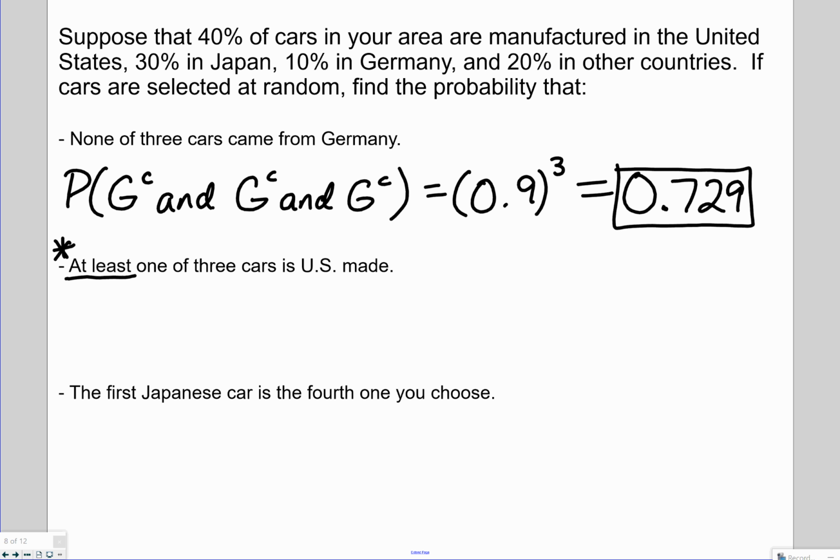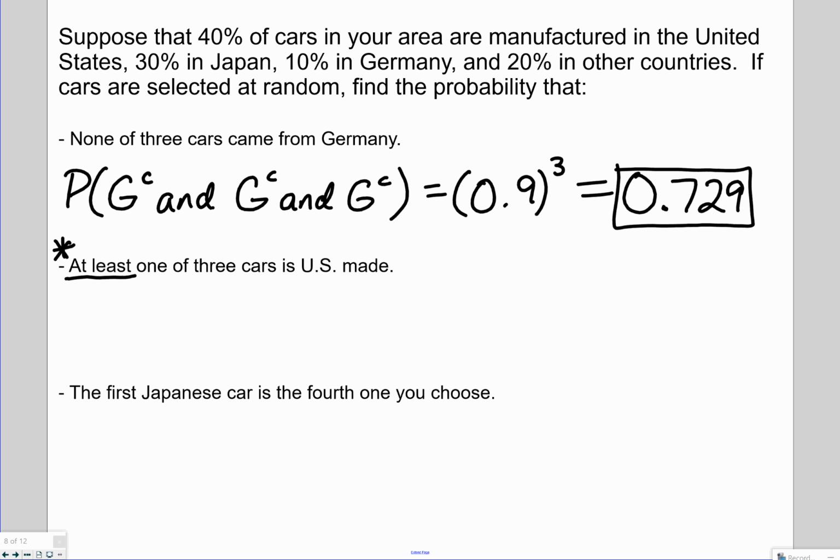At least one of the 3 cars I look at is from the US. Let's think about that. So are you thinking about 3 cars? Okay, 3 cars. Oh man, they're nice cars. They're all orange, my favorite color.